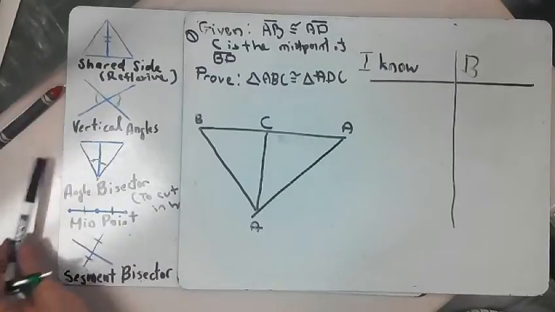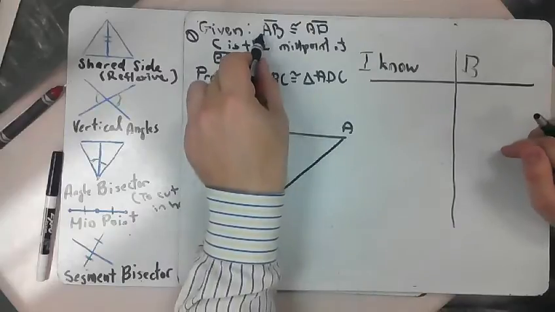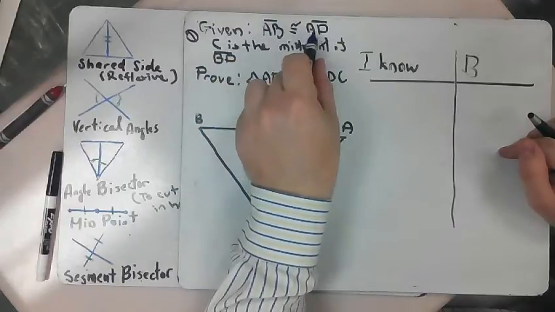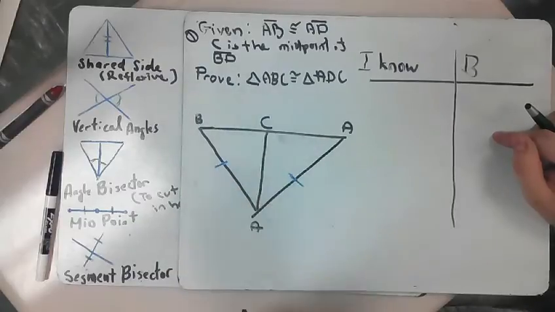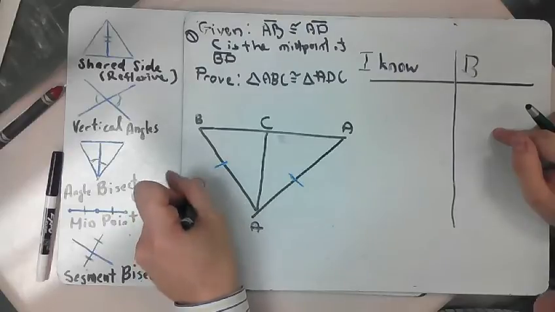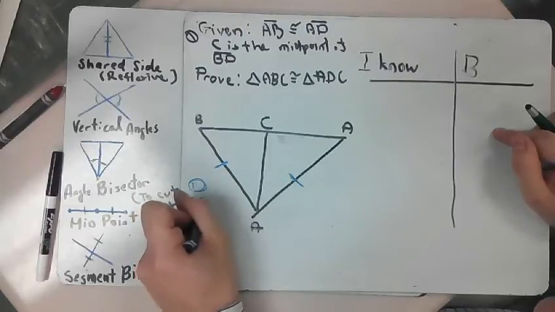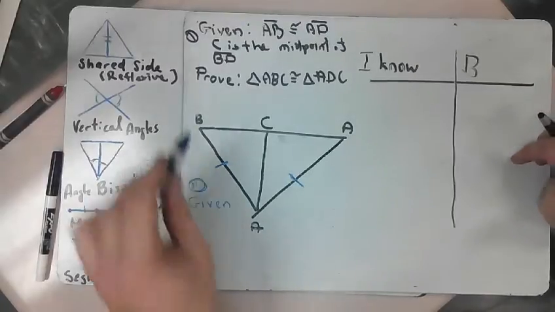For this video, I'm going to try these crayons here. So first they tell us that side AB is congruent to AD. So I'm going to mark that off, and I am marking that off knowing that it's given. So I'm going to make that line 1, given. I'm just organizing my information this way.